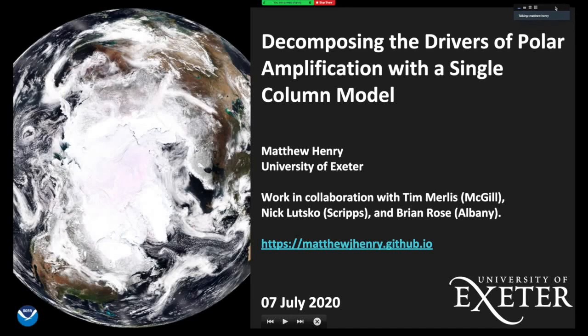So this work was part of my PhD at McGill, and it's about decomposing the drivers of polar amplification with a single column model. I'm currently working in Exeter, and my collaborators are Tim Merlis from McGill, who was my PhD advisor, Nick, and Brian Rose from Albany.